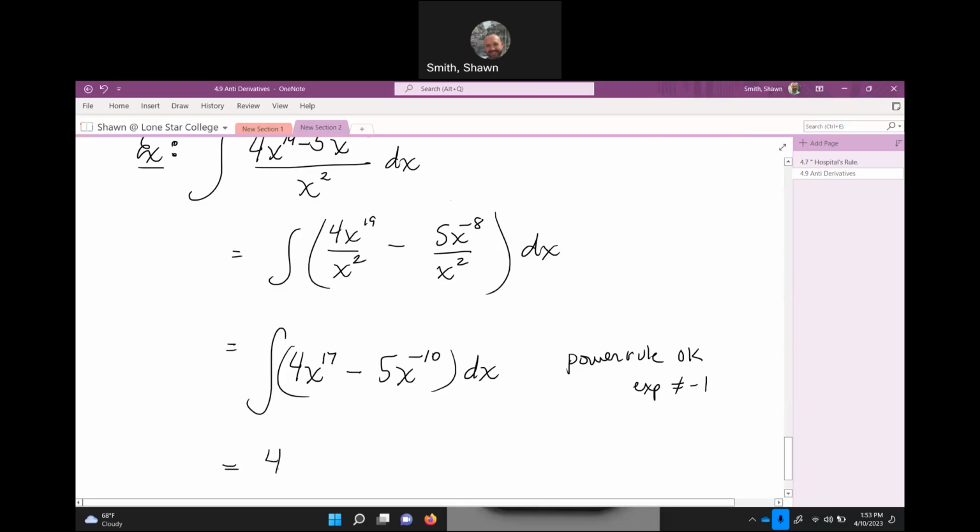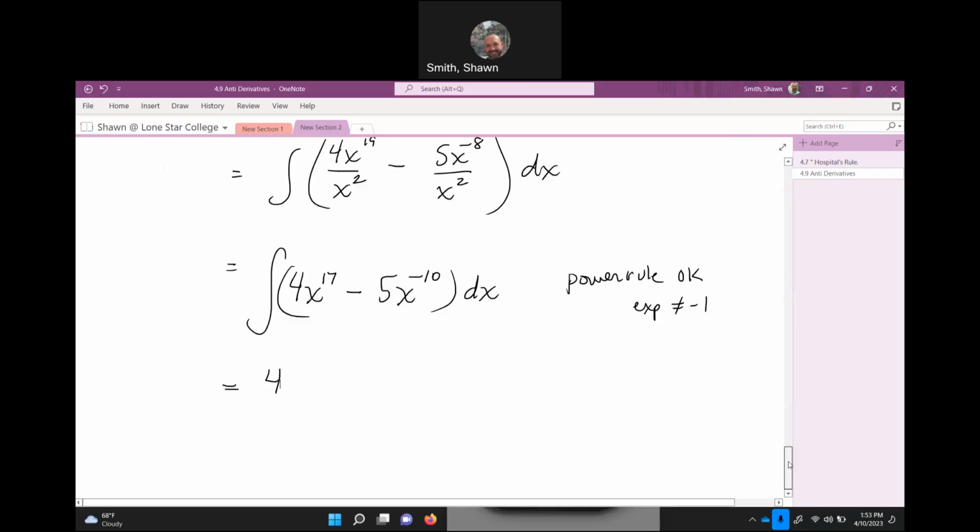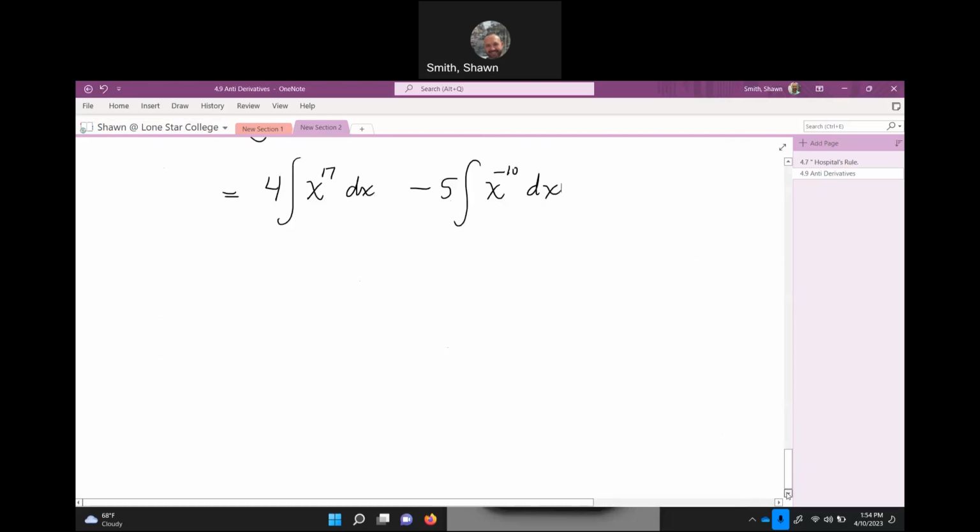So let's keep the 4. Let's go ahead and expand it all the way out just using these rules, just to illustrate. You don't have to do this step, but just to show that this is 4 times the integral of just x to the 17th, minus 5 times the integral, I forgot my dx, minus 5 times the integral of x to the -10 dx. So you don't necessarily need to do this step, but sometimes it makes the arithmetic easier.